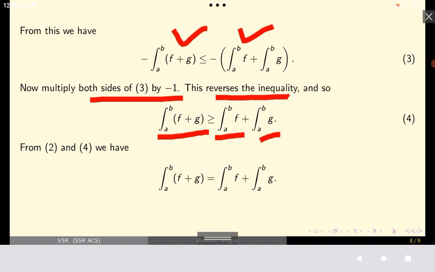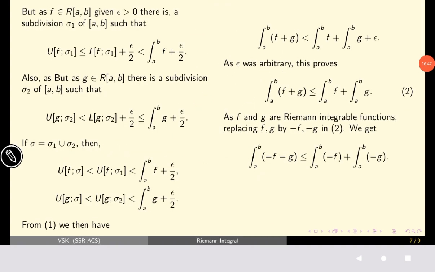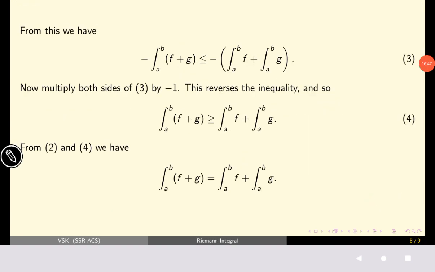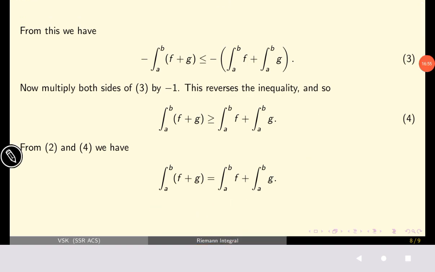And we have shown that this is greater than, and earlier we have shown this is less than. This is less than this, that we have already shown. Because of this 2 and 4, so what is 2? This was 2, and the fourth one is this. Because of this, we have that these two are equal. So in this way, this theorem is proved.